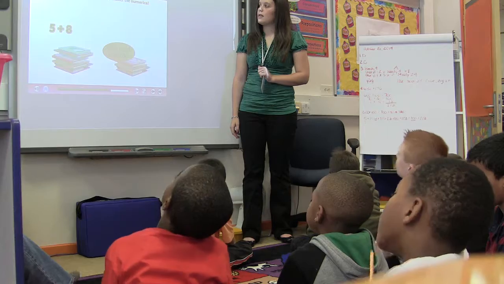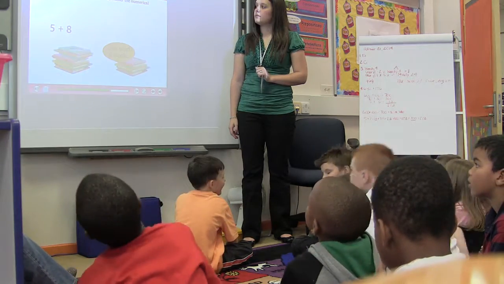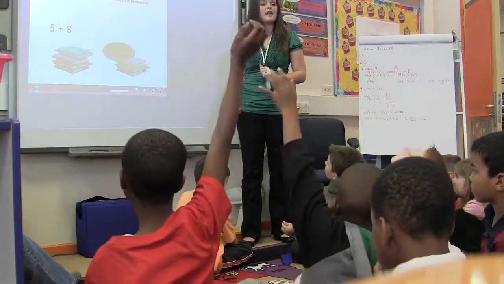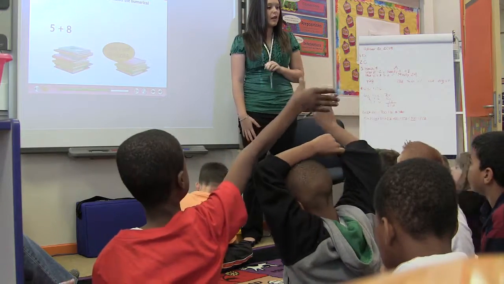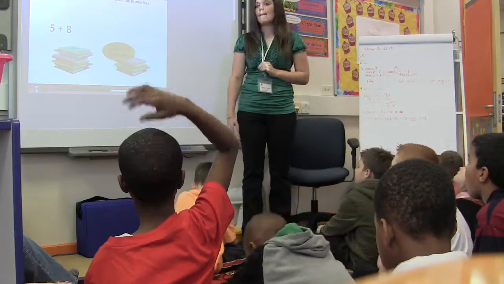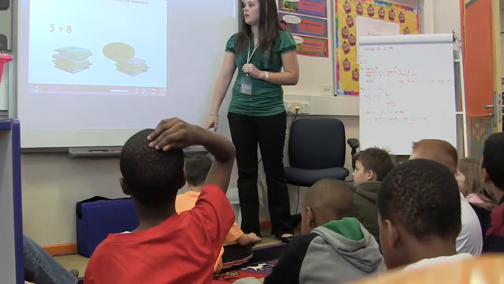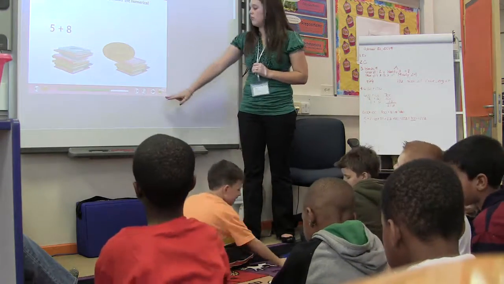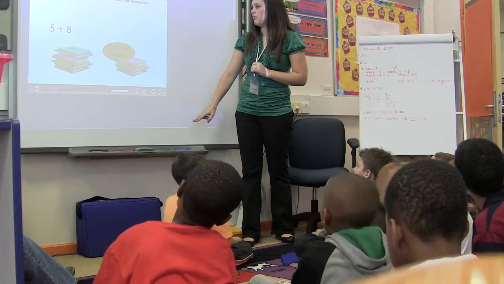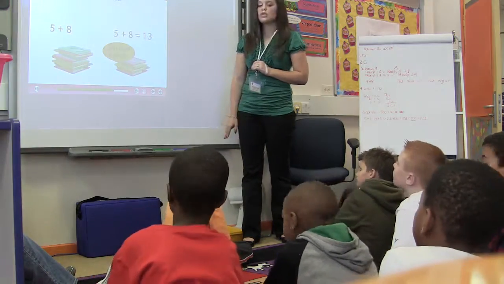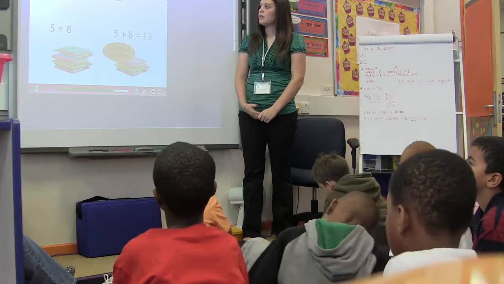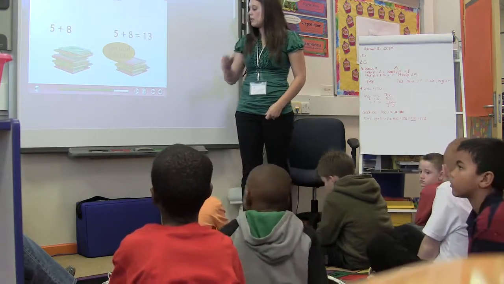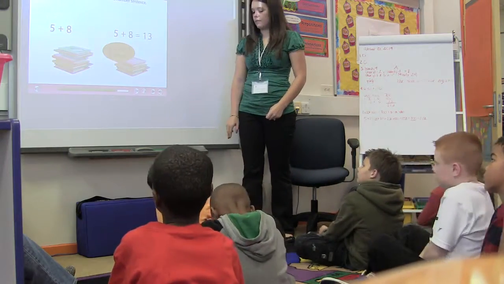To show the number of books Kara read, answer the numerical expression. So what would be the answer? 13. That's our what? Sum. Good. This expression shows that Kara read 13 books.